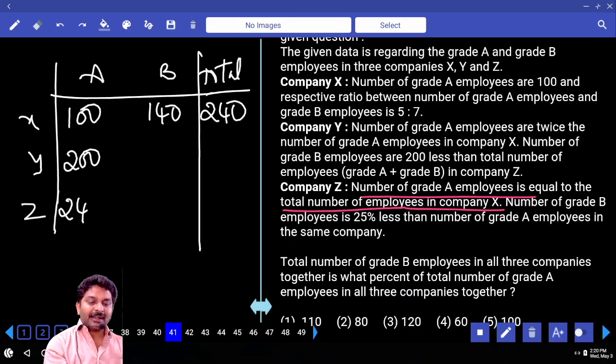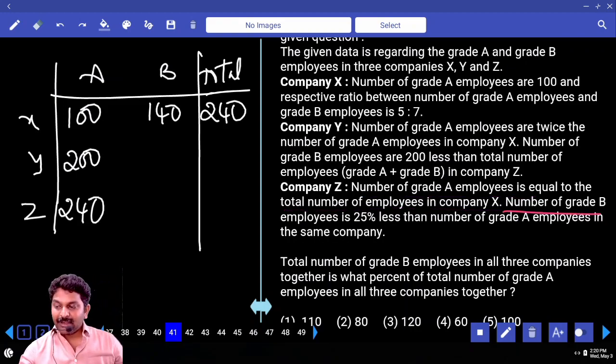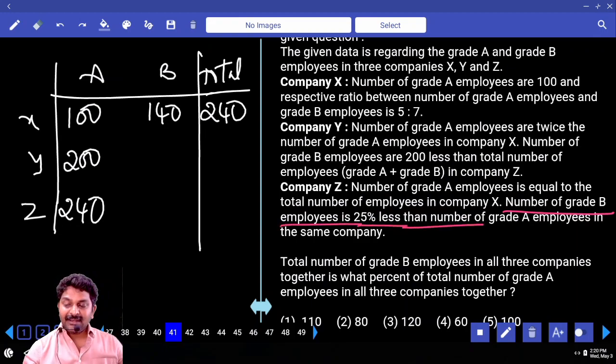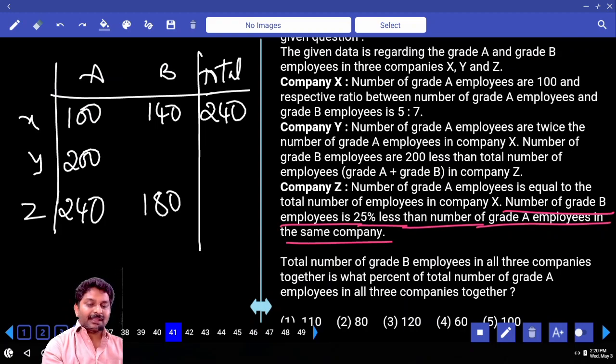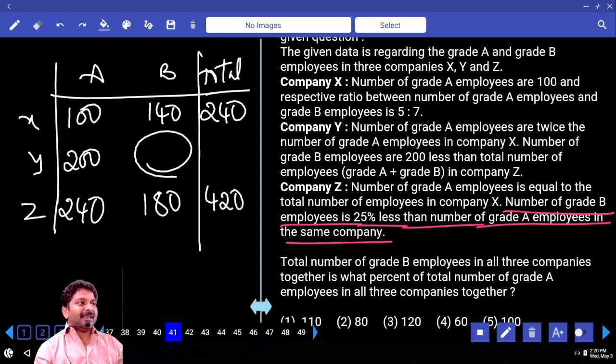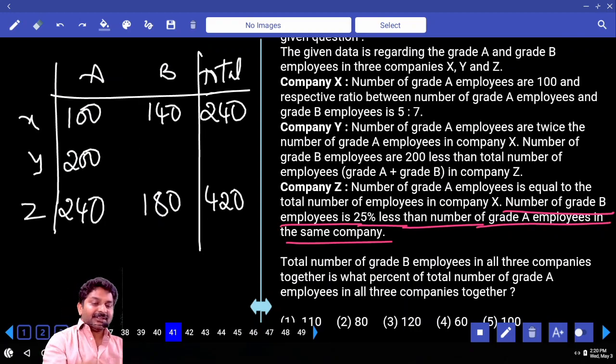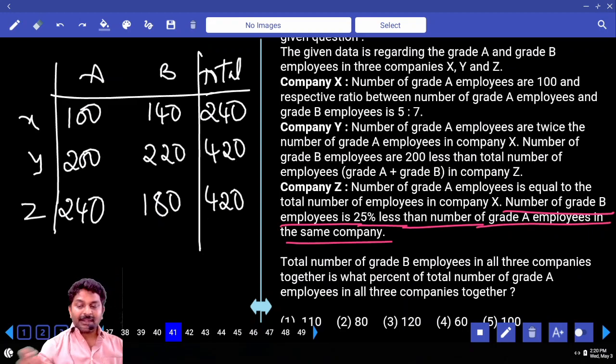Yes, 240. Number of grade B employees is 25% less than grade A employees in the same company. In the same company, grade A employees are 240. 25% is 60, less 1. So if these people are 180, total it is 420 only. And in company Y, grade B employees are 200 less, which is 200, and then total 420.